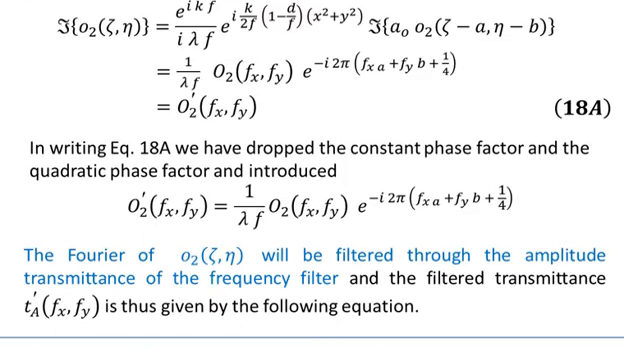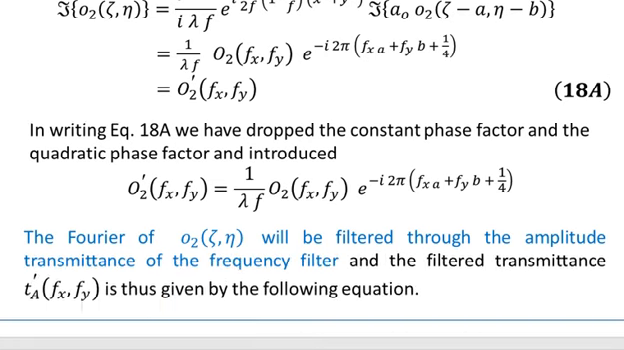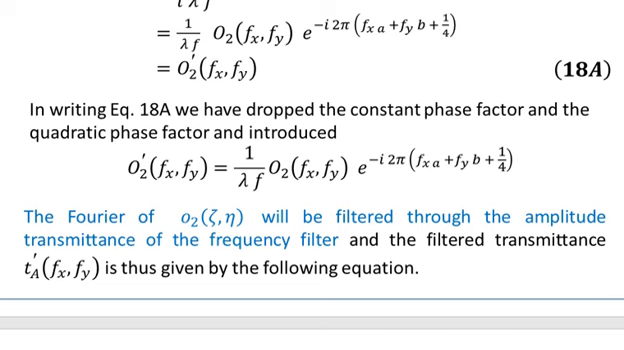In writing equation number 18a, we have dropped the constant phase factor and the quadratic phase term was introduced. So in writing the second step in equation number 18, we have dropped the constant factor, which is e to the power iota kf, and the rest of the quantities in step number 2 have been set up as O2 prime on the left, as shown on the left hand side of this equation.